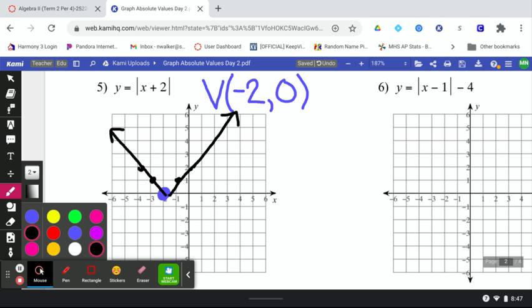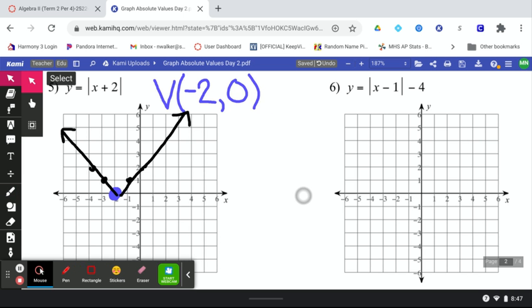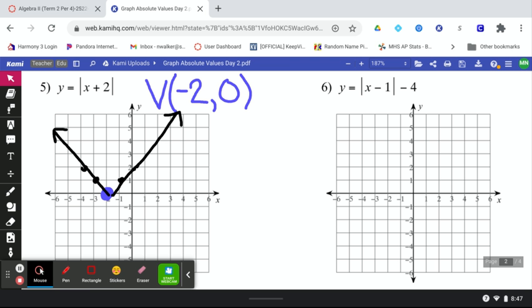Can you guys try number 6? All right, so number 6, we've got it over here. I'm not going to zoom in too far because it'll cut off part of the graph.